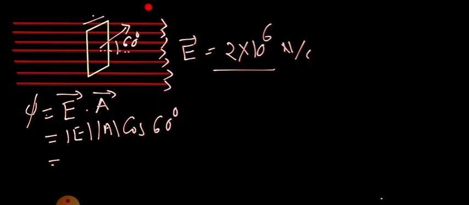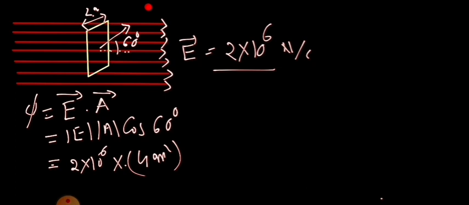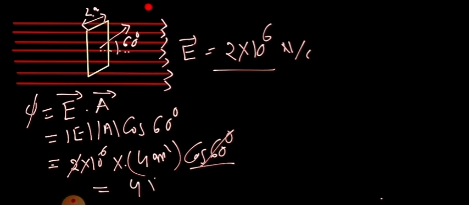So if we calculate, the side of this square frame is given as 2 meter. The electric field we know is 2 into 10 to the power 6. The area will be equal to 4 meter square, as the square frame is there, and cosine of the angle 60 degree, cos 60 equal to half. This cos 60 and 2 get cancelled, giving 4 into 10 to the power 6 Newton meter square per Coulomb.